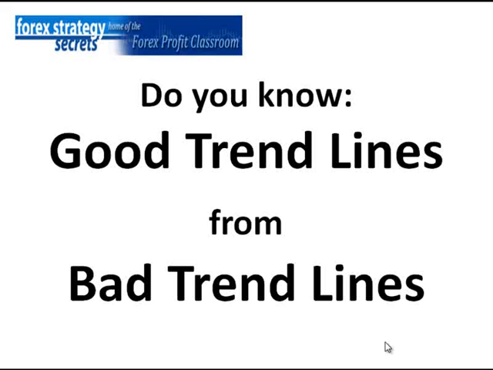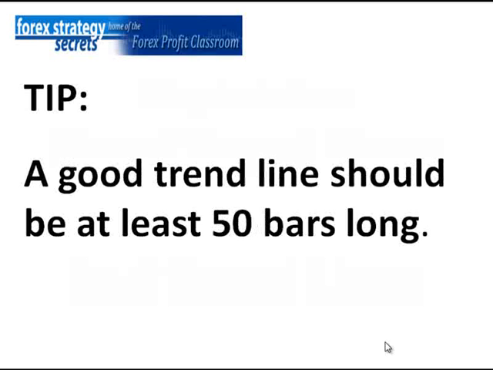Do you know good trend lines from bad trend lines? Tip: a good trend line should be at least 50 bars long. Many people will draw trend lines that are a lot less than that, and it shortchanges them on really what the trend is.